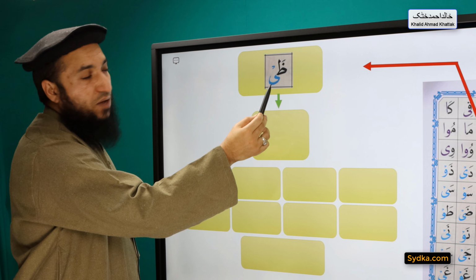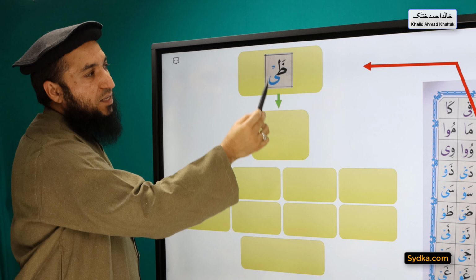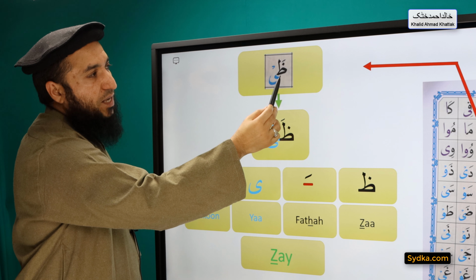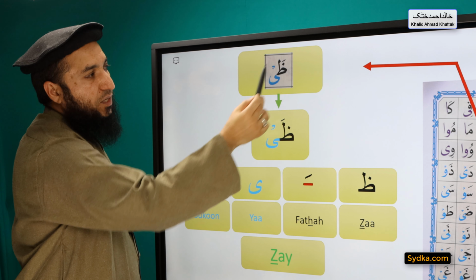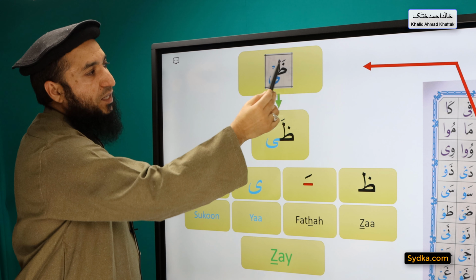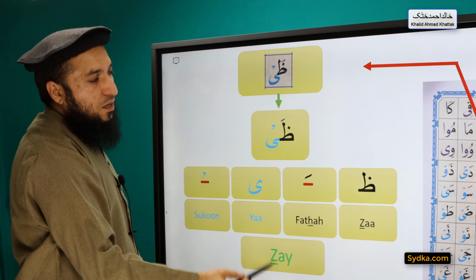The next syllable we have is Dha, Fatha, Ya, Sukoon, Dhoy. Dha is a heavy letter, it has Fatha on top of it, it is followed by Ya, and Ya has a Sukoon. Dha, Fatha, Ya, Sukoon, Dhoy.